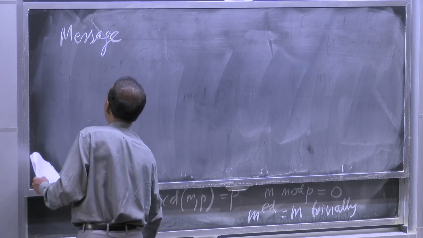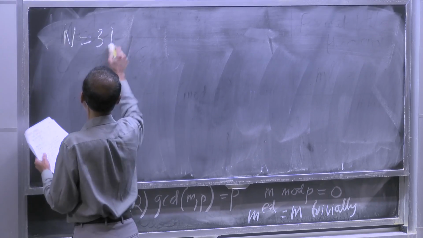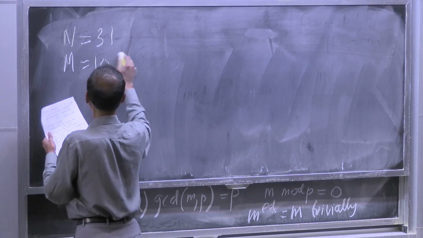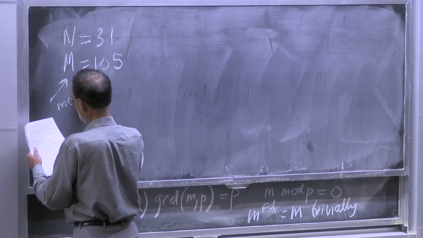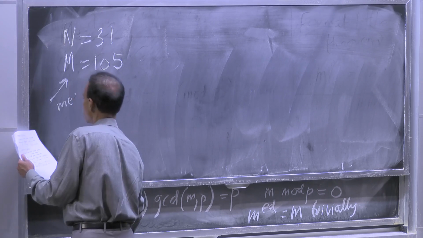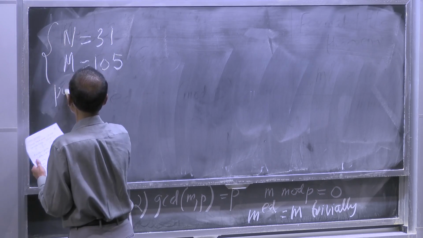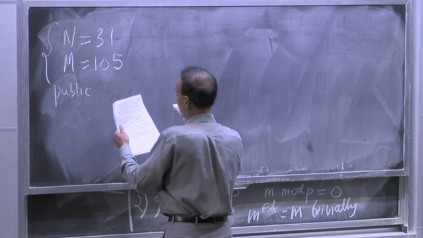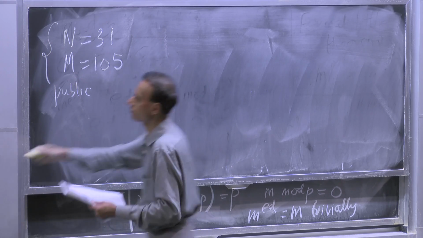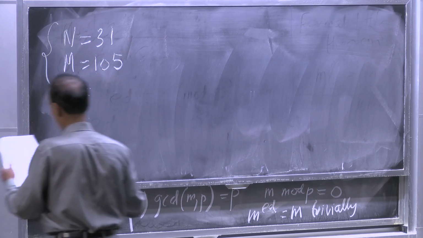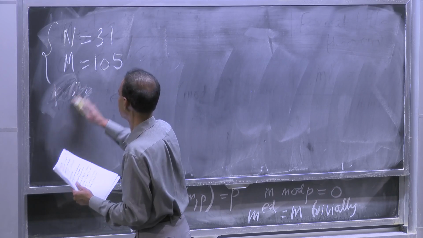Before I do that, let's say that we chose n equals 31 and m equals 105. This is actually the message. No, I'm sorry, capital M is not the message. These are public parameters. And we're going to take, this is the transform. Oh, I'm sorry, these are not public. These are private. My bad.